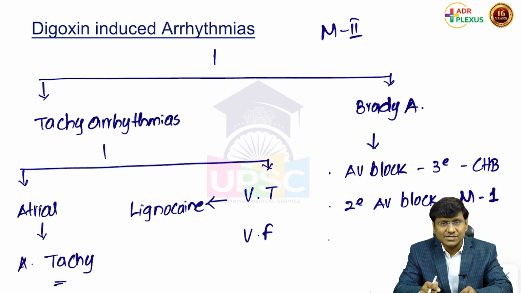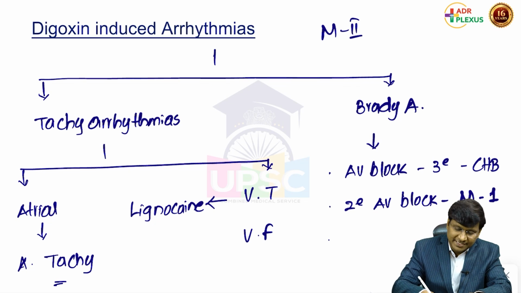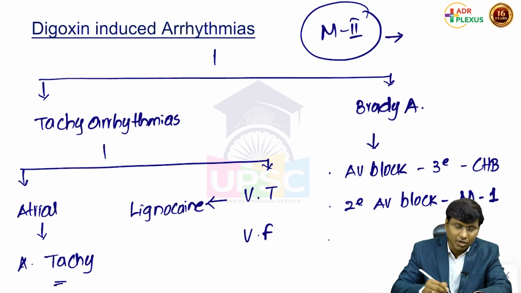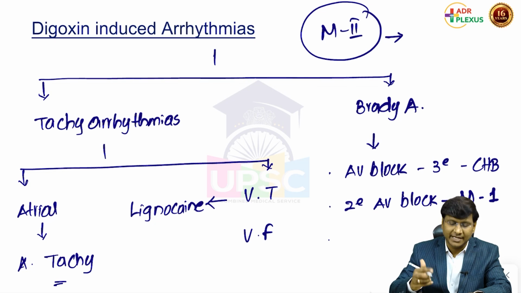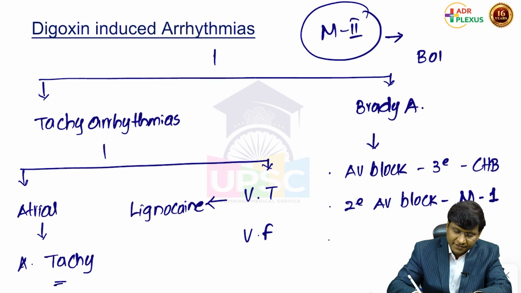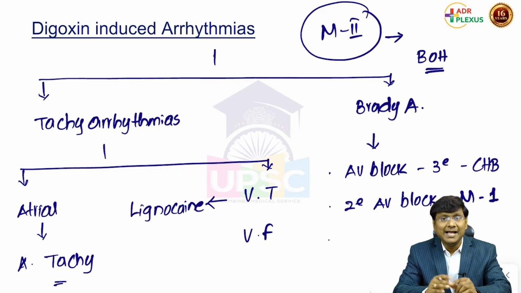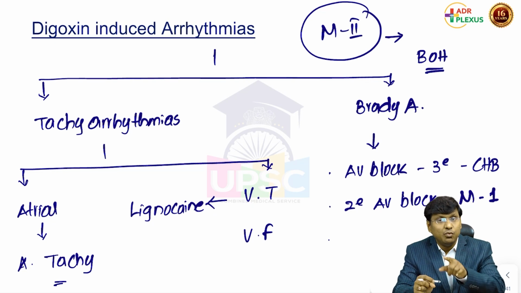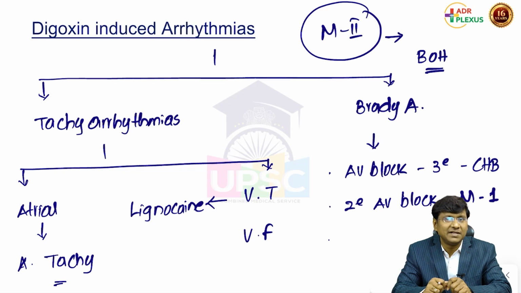Why? Because in order to develop Mobitz type 2, where should the block be? Where should the pathology be? In Mobitz type 2, the pathology will be exactly below the AV node, that is in the bundle of His, and digoxin will not cause blockade of the bundle of His. That is the reason why digoxin toxicity is not associated with Mobitz type 2 second degree AV block.